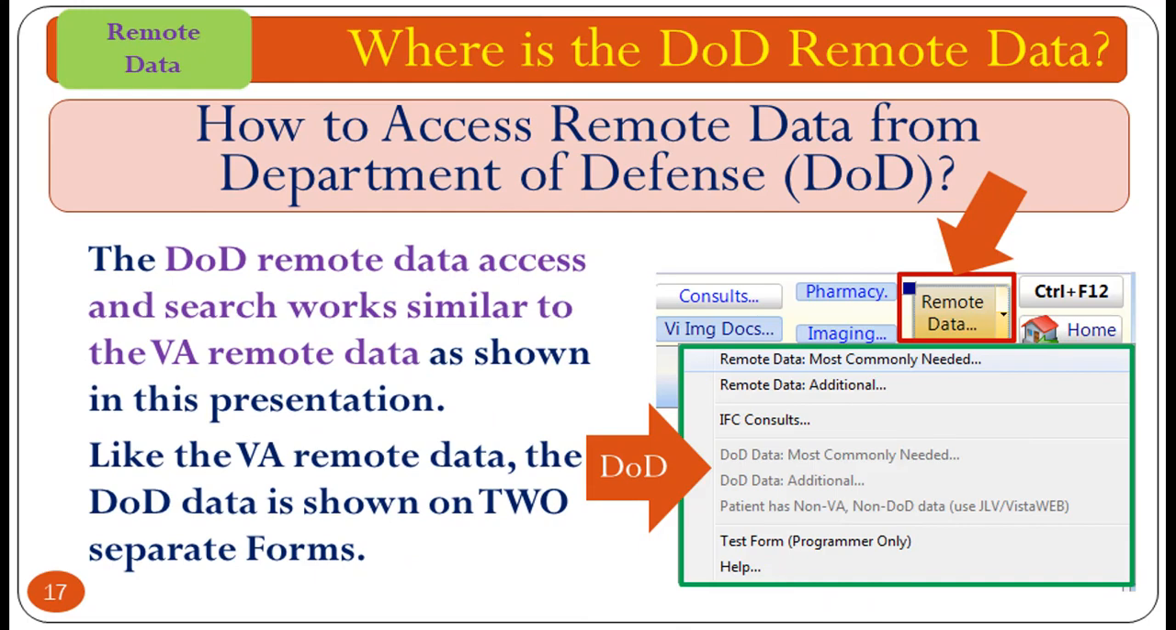So, how do I access the remote data from the Department of Defense? The DoD Remote Data Access and Search works similarly to the VA remote data, as shown in this presentation. Like the VA remote data, the DoD data is shown on two separate forms. The DoD Remote Data forms can be opened by clicking on the Remote Data button on the top panel, as explained earlier in this presentation. If the patient has no DoD data, then the menu options are disabled, that is, grayed out.